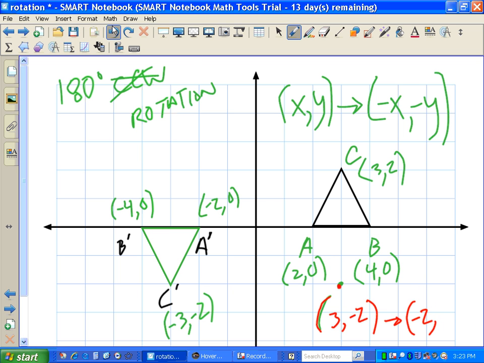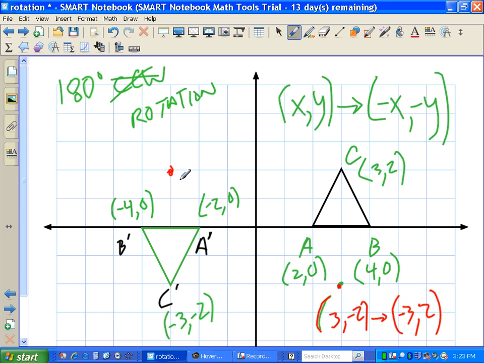Rewind, Mr. Tig. Do you not follow your own rules? Okay, (3, -2). The rule says change the sign of everything. So this becomes -3. This becomes +2. Okay, so let's just see if that makes any sense. If we go to (-3, +2), yeah, I can see where we would have spun that point to there.